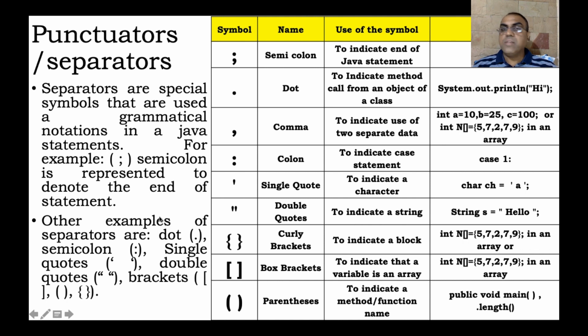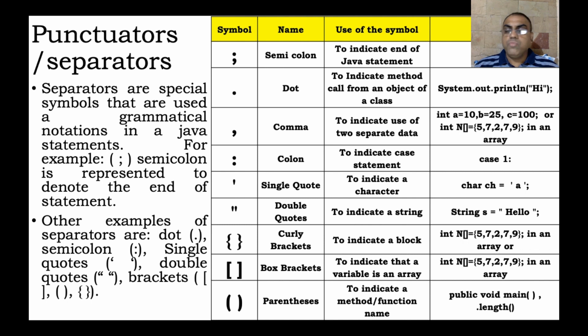So all operators have been done, and the operators precedence. Punctuators are nothing but also called separators. They are special signs and symbols. They are also called grammatical notations, like in English you have question mark, colon, comma, full stop, everything. Similarly here also you have certain symbols, certain special signs. They provide meaning to the Java statement.